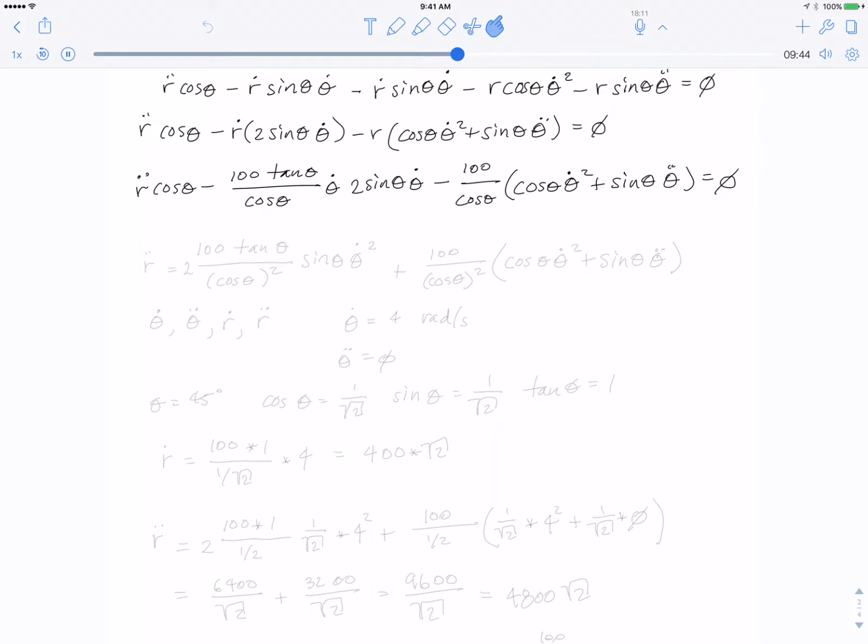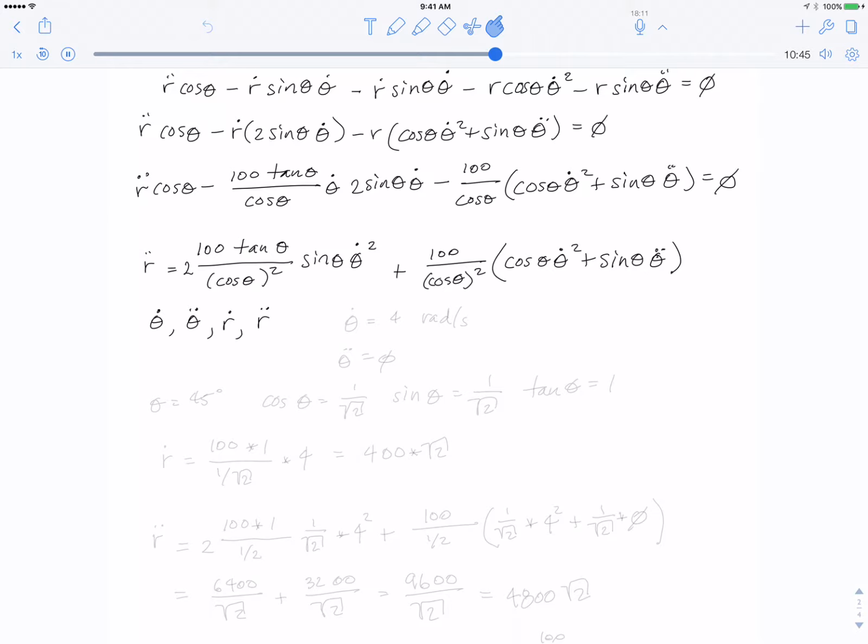So putting everything on the other side and then dividing by cos theta, we get r double dot equals 100 tangent theta over cos theta squared times 2 sine theta, theta dot squared, plus 100 over cos theta squared times cos theta, theta dot squared, plus sine theta, theta double dot. Phew! So we now have theta dot, theta double dot, r dot, and r double dot.